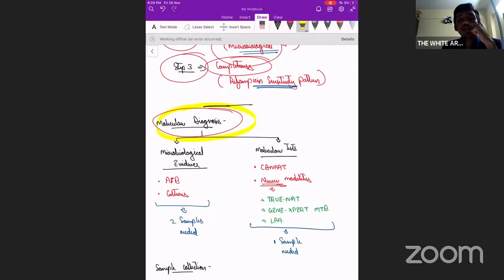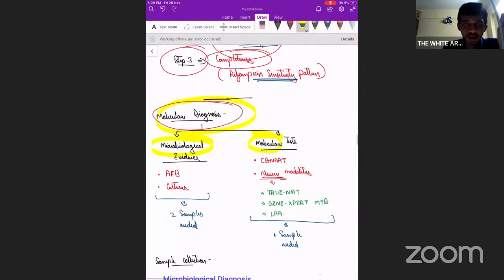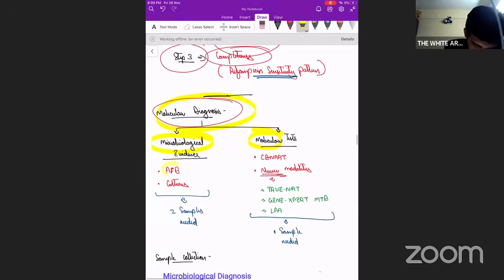What are the tools that are available? What are the diagnostic tools that we have? One is microbiological evidence, the other is molecular tests. Sorry, I used the word microbiological evidence before. It is molecular diagnosis. Now, what do we have for microbiological diagnosis? One is acid fast bacilli and one more is culture.